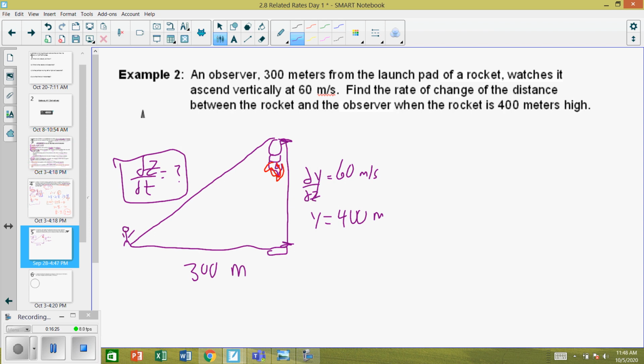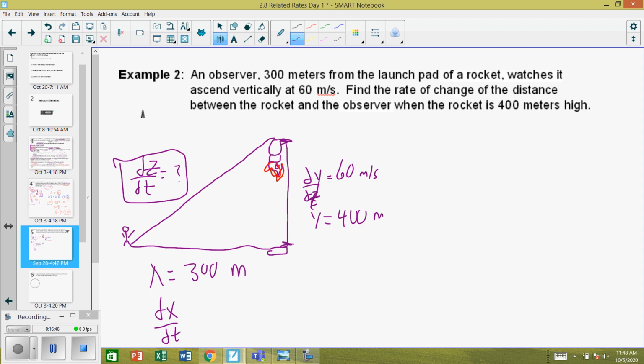So I need to know everything else. For instance, I know that x is equal to 300 and y is equal to 400. I know that dy over dt is equal to 60. I need to figure out what dx over dt is, and that is at t. All right, what's the rate at which x is changing?